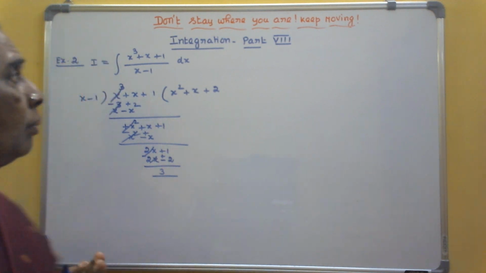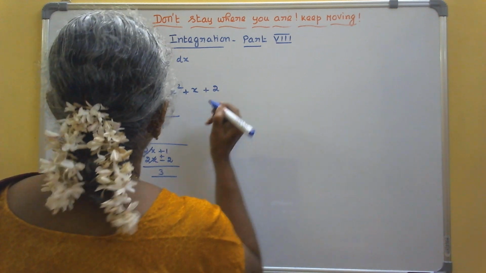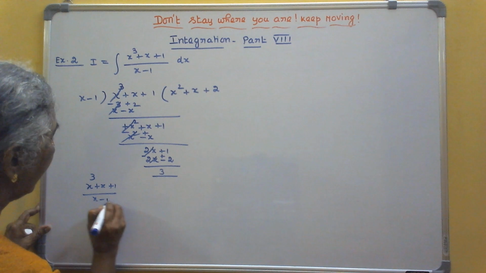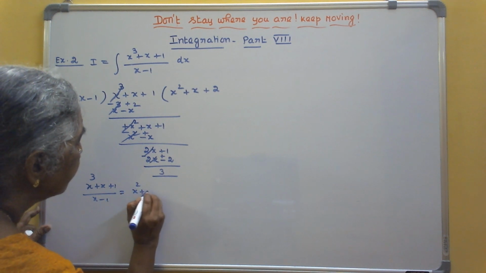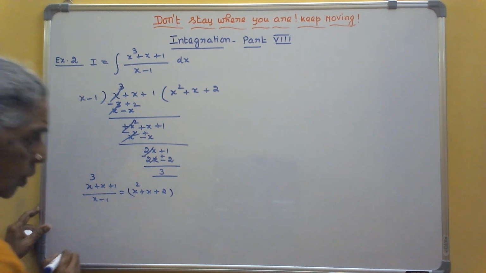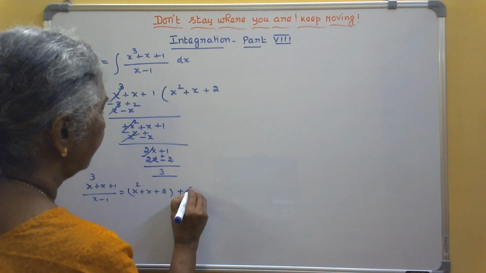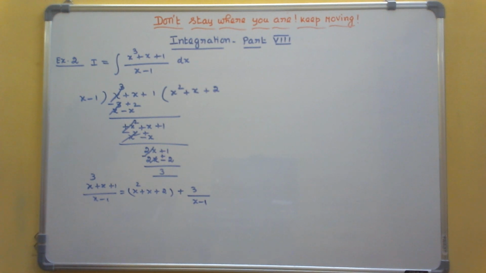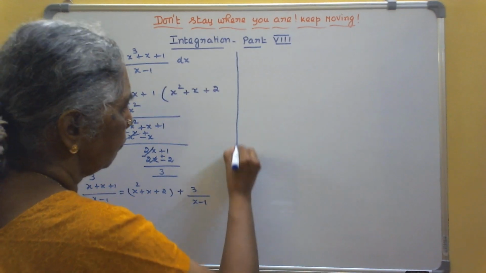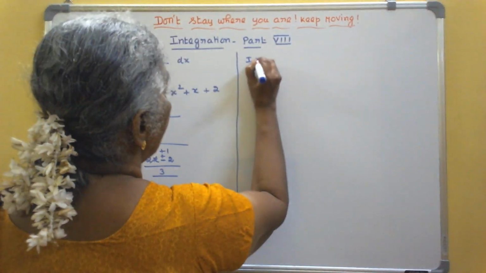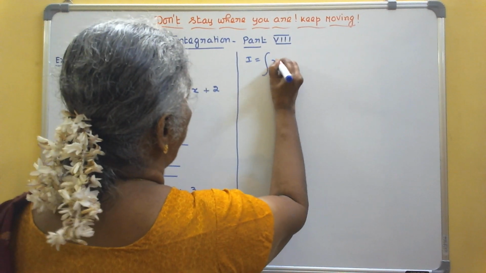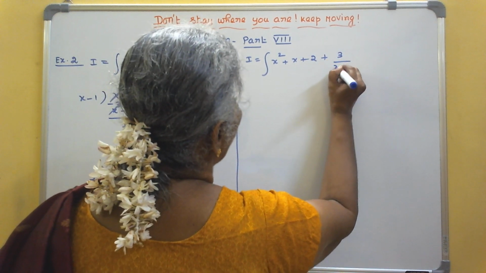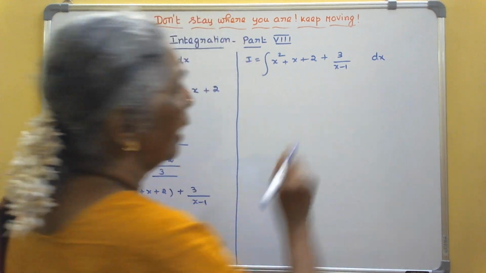Okay. So now we can write x cube plus x plus 1 by x minus 1 is quotient, that is x squared plus x plus 2. This is quotient, plus remainder by divisor. Okay. Now let us go to I. Now I will write that is equal to the quotient part, x squared plus x plus 2 plus 3 by x minus 1 dx.